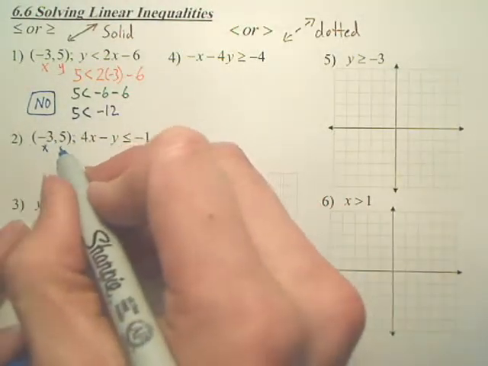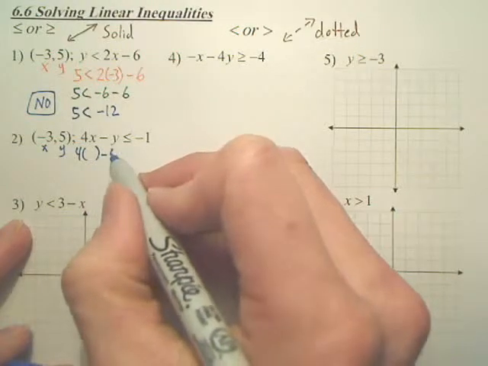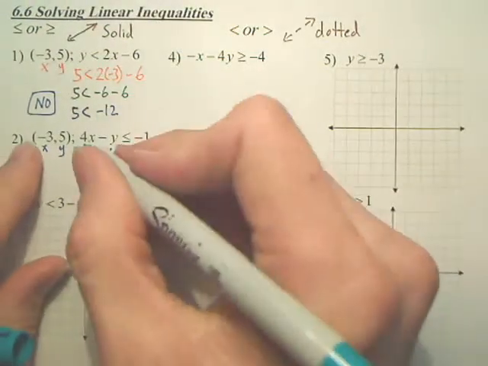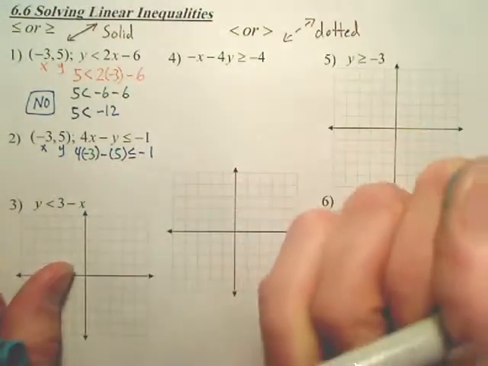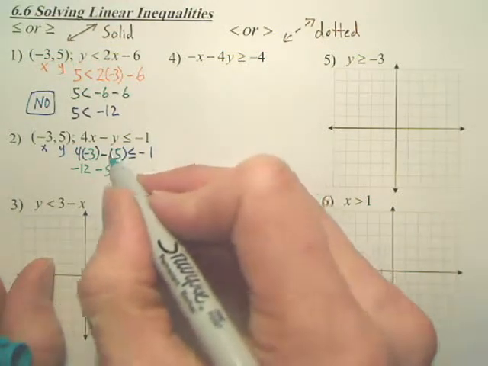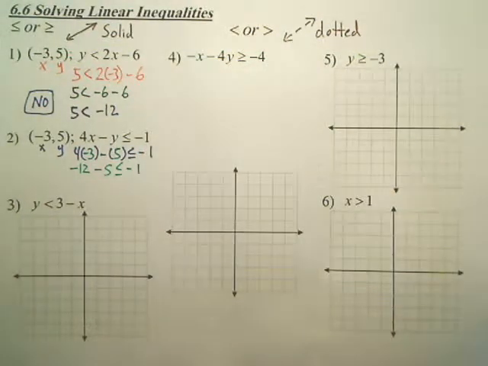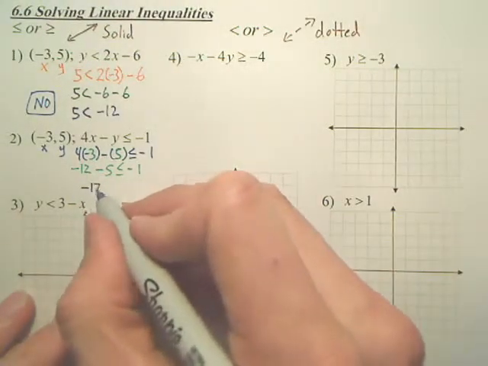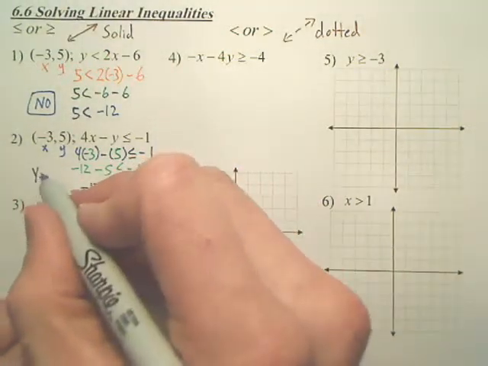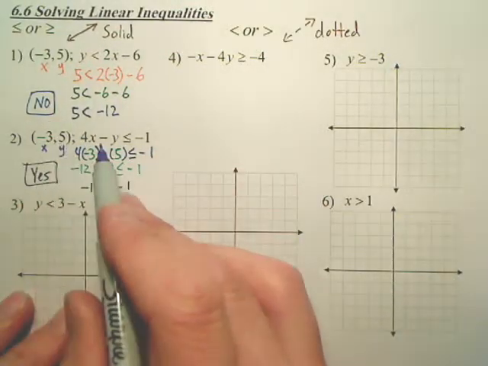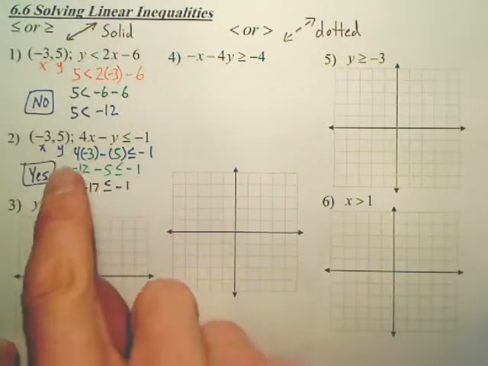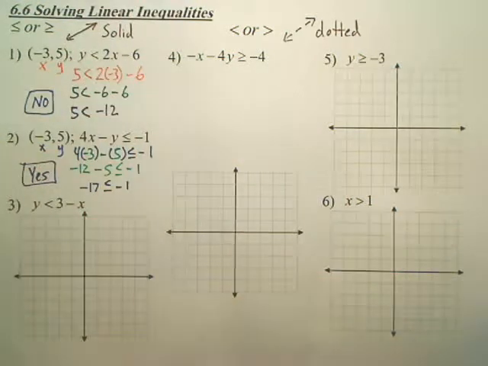Same thing. This is x, this is y. So we have 4 times x minus y is less than or equal to -1. We're plugging in x is -3, y is 5. So 4 times -3 is -12. -12 minus 5 is -17. Is -17 less than or equal to -1? Yes. So -3, 5 is a solution for this one. Those are pretty easy problems, but a lot of people miss them. All we're doing is plugging the coordinate into the equation to see if it's true or false.